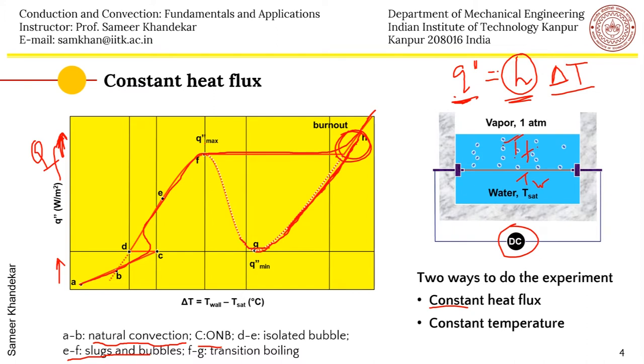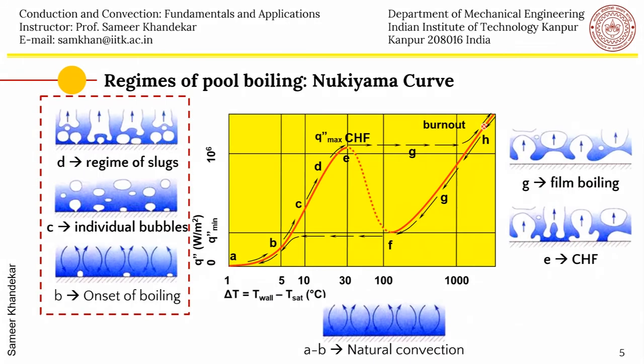So this is what I was talking about just now. You can see A, B, C, D, E, F, G, H. With increasing heat flux, you will go like this, and in decreasing heat flux, you will come like this. This E to F, you can see, is a negative slope region. In a constant heat flux boundary condition experiment, you do not achieve this dotted line. You essentially go like this, and then you come back like that, because of the hysteresis.